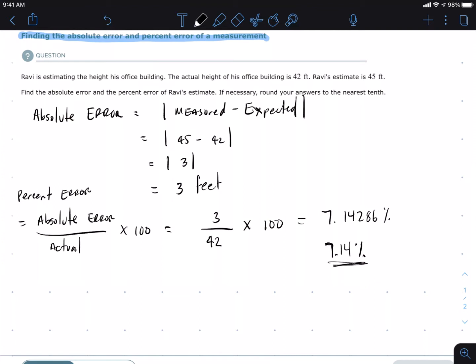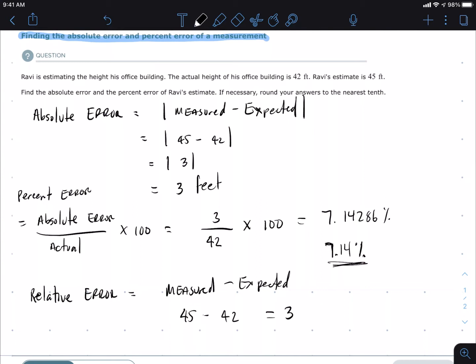There's one that we can use, which is called relative error. Relative error doesn't care about always being positive. It is just measured minus expected, or if you want, your guess minus the actual. So it would have been, he guessed 45 minus 42. So his error was 3. Relative error tells me now he was overestimating by 3.